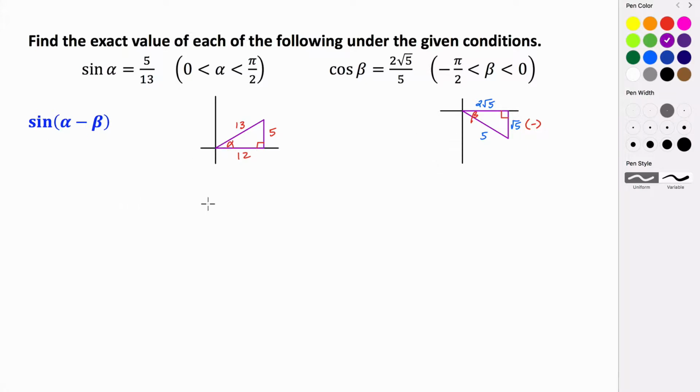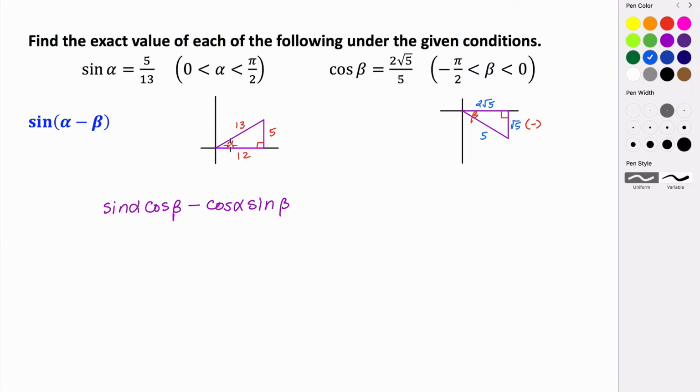If you recall, the formula for the sine of alpha minus beta is the sine of alpha times the cosine of beta minus the cosine of alpha times the sine of beta. Now we can just go through and find each of these values using our triangles and plug them in.